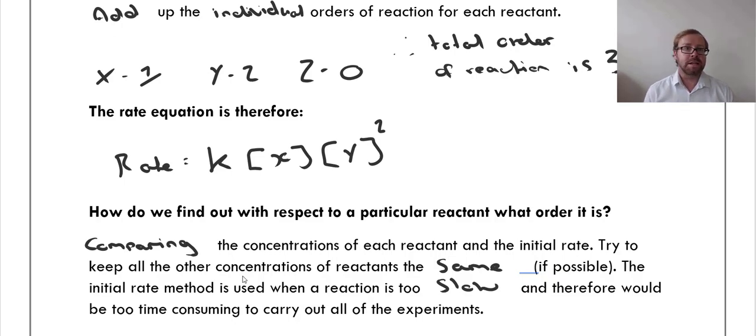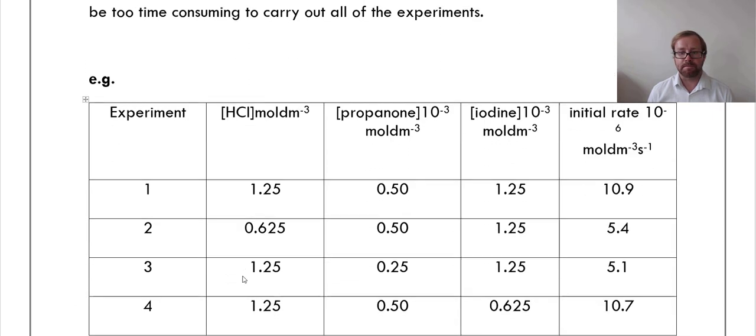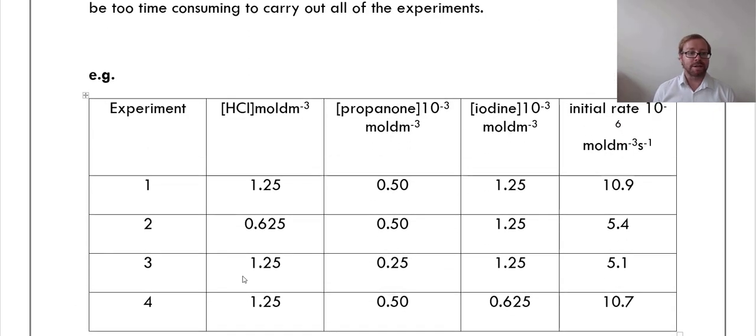So you will have a set of experiments that have varying concentrations for the reactants, and this could affect the initial rate. Okay, so we're going to have a go at doing one of these questions together. For example, 4 experiments are carried out using HCl, propanone, and iodine. And you will have to calculate the order of reactions with respect to HCl, propanone, and iodine. Okay, so what do we mean by this?